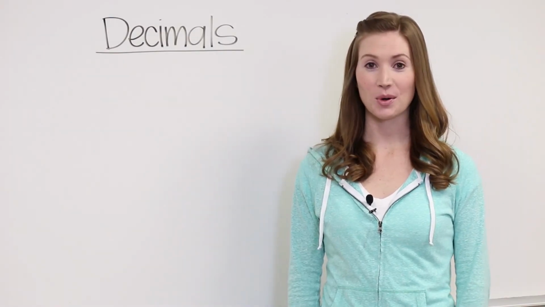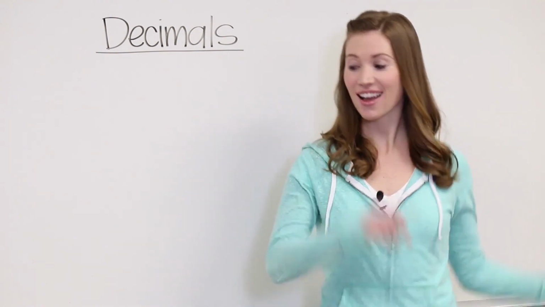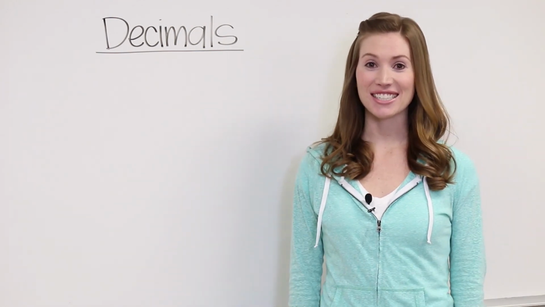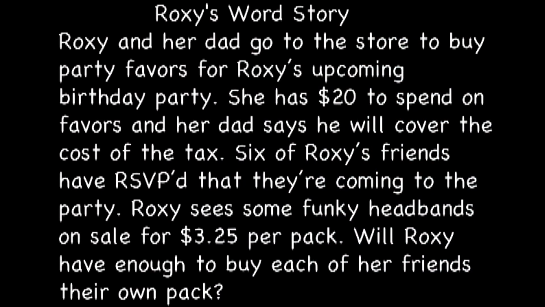It's now time for Roxy's word problem of the day, which we like to call Roxy's Word Stories. Let's read today's word story together. Roxy and her dad go to the store to buy party favors for Roxy's upcoming birthday party. She has $20 to spend on favors, and her dad says he will cover the cost of tax. 6 of Roxy's friends have RSVP'd that they're coming to the party. Roxy sees some funky headbands on sale for $3.25 per pack. Will Roxy have enough money to buy each of her friends their own pack? See if you can help Roxy with her revelation. Click pause and start the video when you're ready to help Roxy. Good luck!